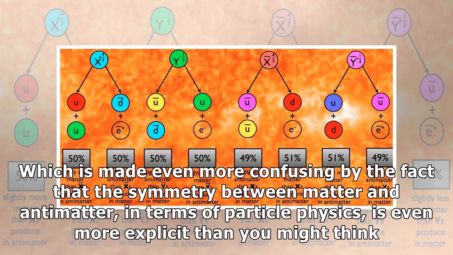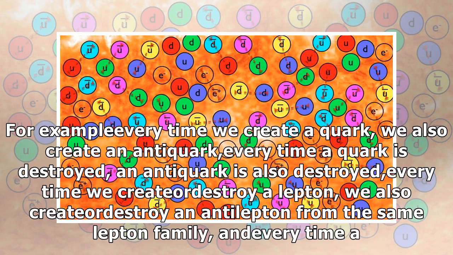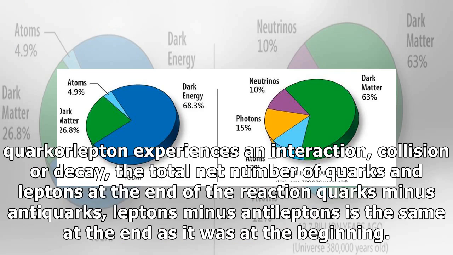Which is made even more confusing by the fact that the symmetry between matter and antimatter, in terms of particle physics, is even more explicit than you might think. For example, every time we create a quark, we also create an antiquark. Every time a quark is destroyed, an antiquark is also destroyed. Every time we create or destroy a lepton, we also create or destroy an antilepton from the same lepton family, and every time a quark or lepton experiences an interaction, collision or decay, the total net number of quarks and leptons at the end of the reaction, quarks minus antiquarks, leptons minus antileptons, is the same at the end as it was at the beginning.